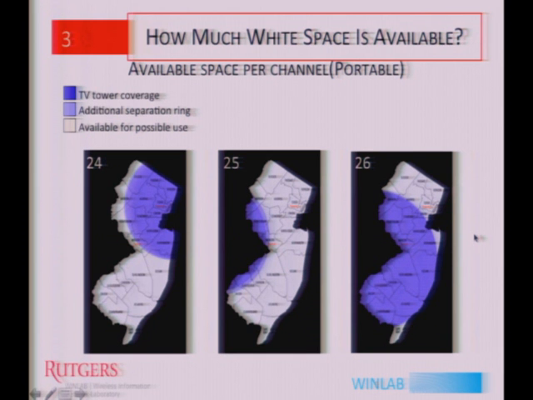These are 3 channels, and we're trying to calculate the available space for portable white space devices. As you can see, for 24, there is a tower over here, and this is its protected radius and extra ring around it. So this white area here we can potentially use. And same goes for 25 and 26.